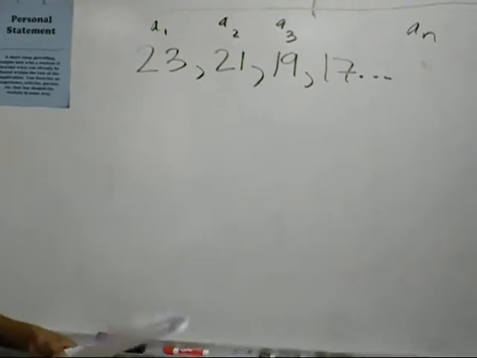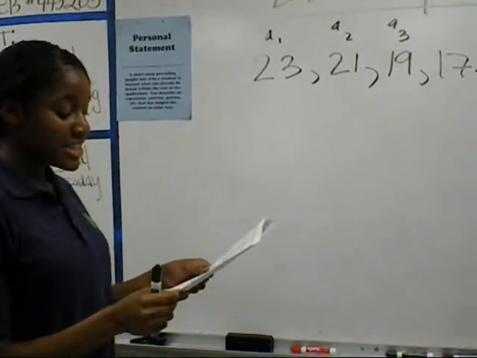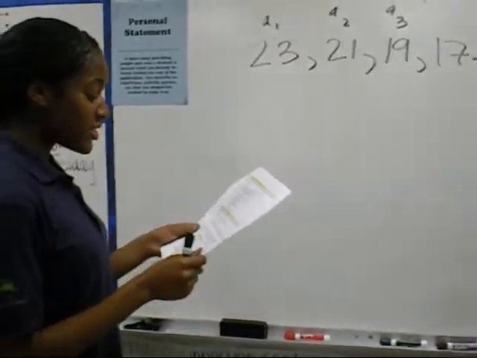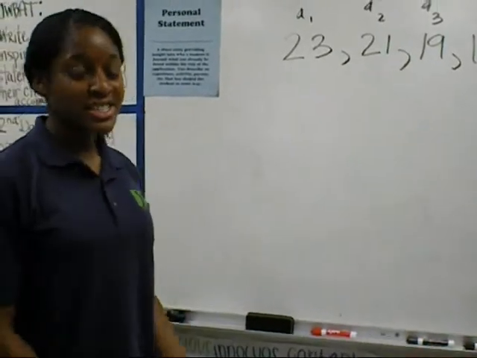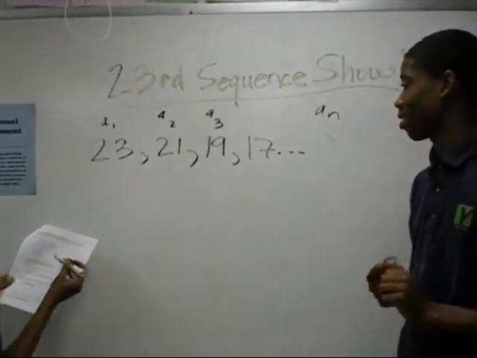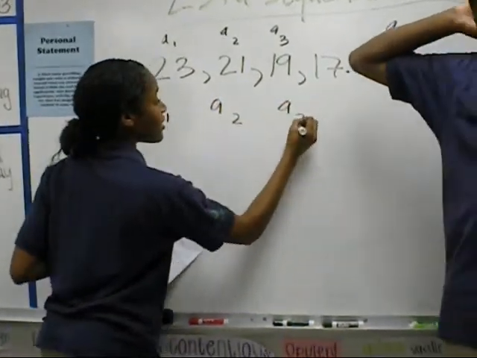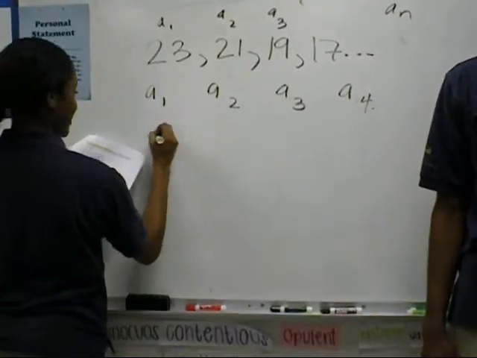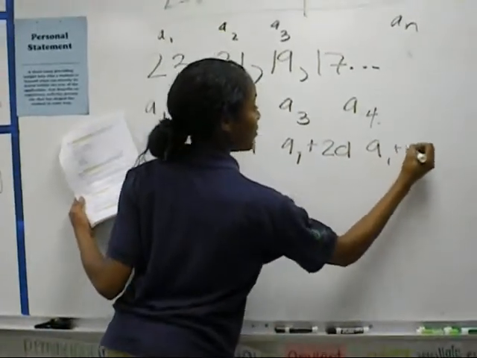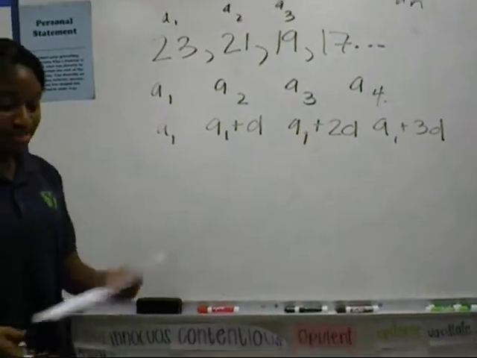What if you were asked what the 23rd term of the sequence would be? Would you subtract the common difference 23 times? Or is there an easier way to find the 23rd term? Well, there is, and we're here to tell you that. In general, an arithmetic sequence looks like this, with D being the common difference or constant change.